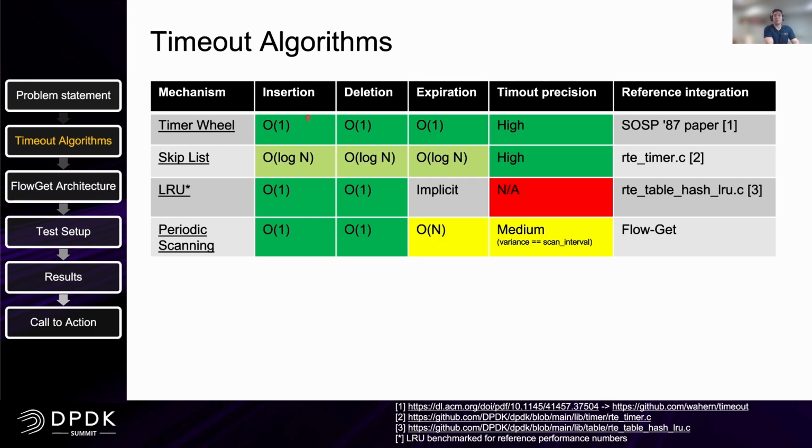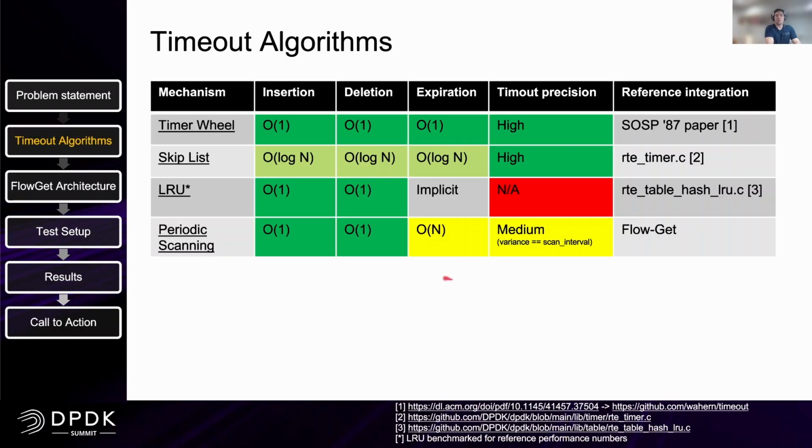In order to qualify the performance difference on paper, we can apply the big O notation. So we have constant time complexity for insert, delete, and expiration for the timer wheel. We also have constant complexity for the LRU insert and delete, same for periodic scanning. Periodic scanning has a linear complexity for the expiration process. Skip lists come with a logarithmic complexity for insert, delete, and expiration.